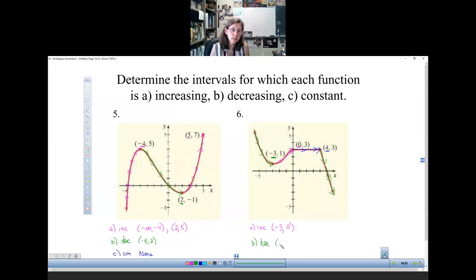It decreases from negative infinity to negative 3. And then it decreases from 4 to infinity. We got those infinity things going on because of the arrows. And then finally, it is constant from 0 to 4. X values only. I'm not involving those y values. Useless pieces of information. Questions?